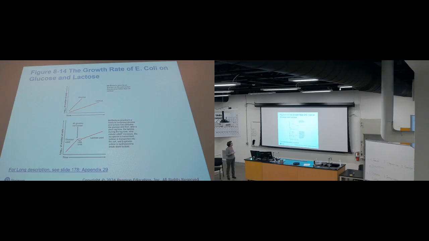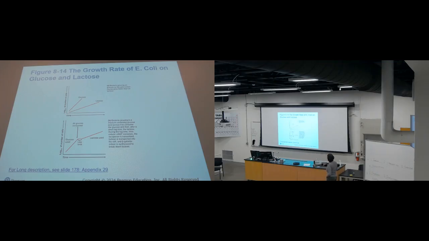So here we have the growth rate of E. coli on glucose and lactose. We have the number of cells, logarithmic 10, from 0 to high numbers, and time from 0 minutes to hours. So when you put the bacteria growing in glucose or lactose, glucose typically is the preferred mode of energy because it can be easily metabolized. With lactose, you have to induce your lac operon.